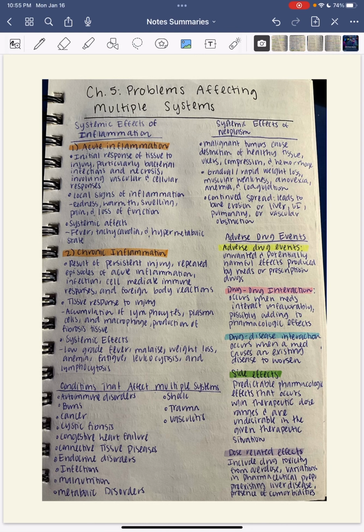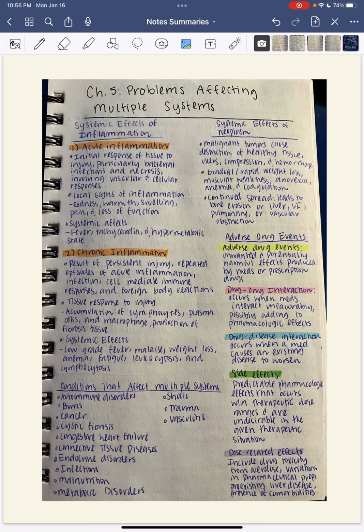Chapter 5 of Goodman Pathology is called Problems Affecting Multiple Systems. So, the systemic effects of inflammation. There are two types of inflammation: acute and chronic. Acute inflammation is the initial response to tissue injury, specifically bacterial infections and necrosis, involving vascular and cellular responses. The local signs of inflammation include redness, warmth, swelling, pain, and loss of function. The systemic effects include fever, tachycardia, and a hypermetabolic state.